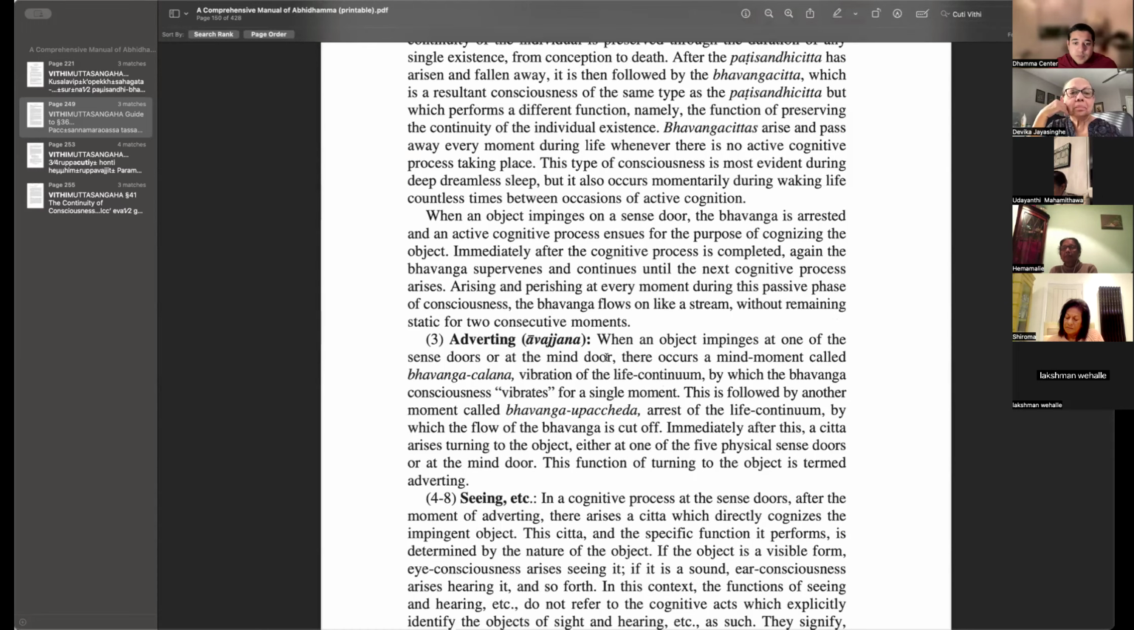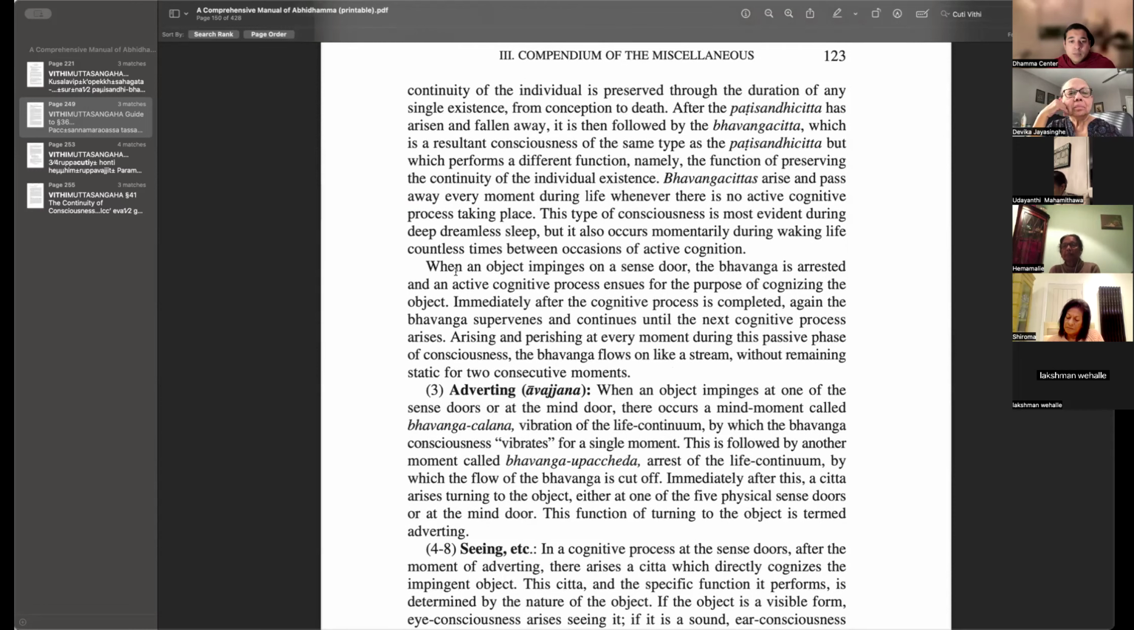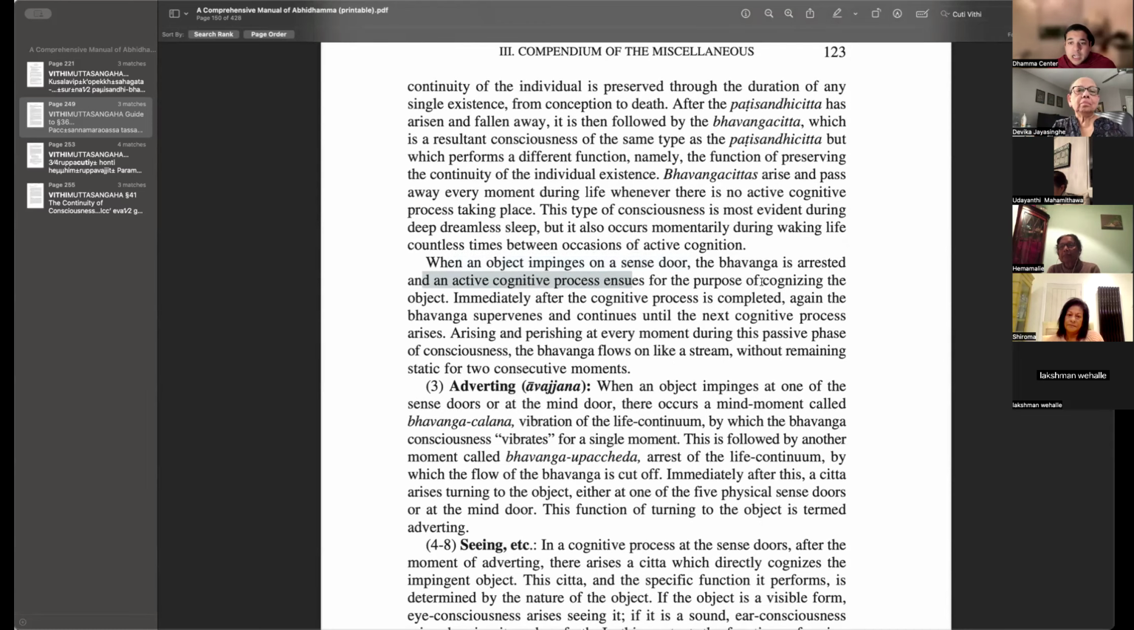Right. Now, when an object impinges on a sense door, the bhavanga is arrested and an active cognitive process ensues for the purpose of cognizing the object. So the bhavanga stops and the object arises. Arising and perishing at every moment during this passive phase of consciousness, the bhavanga flows on like a stream without remaining static for 2 consecutive moments.